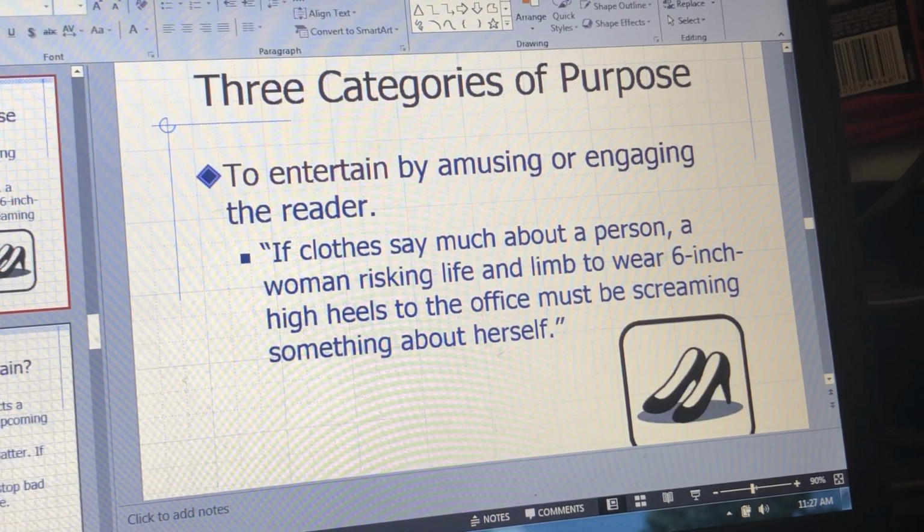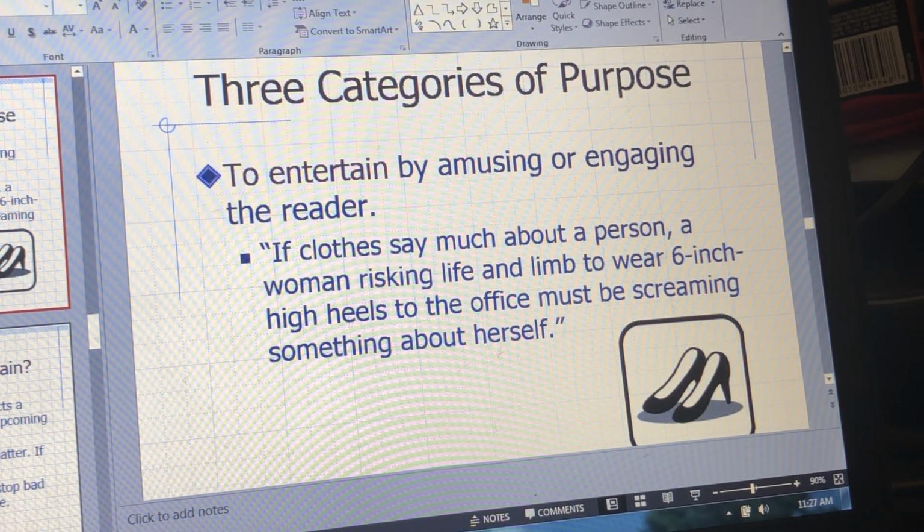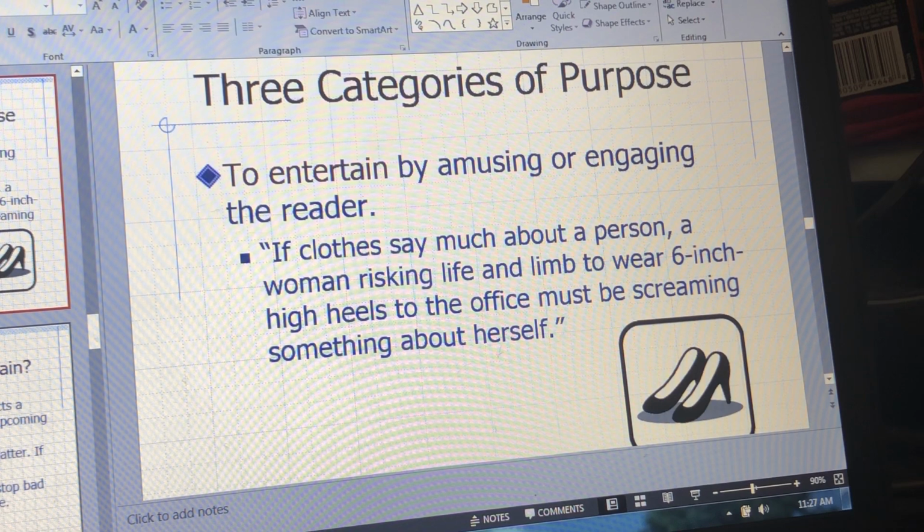Okay, the third category is to entertain. If clothes say much about a person, a woman risking life and limb to wear 6-inch high heels to the office must be screaming something about herself. Okay, this is meant to be humorous. All right, they're not necessarily making an argument. They're not informing us of anything. They're not giving us facts. They're trying to make a point and make us laugh.